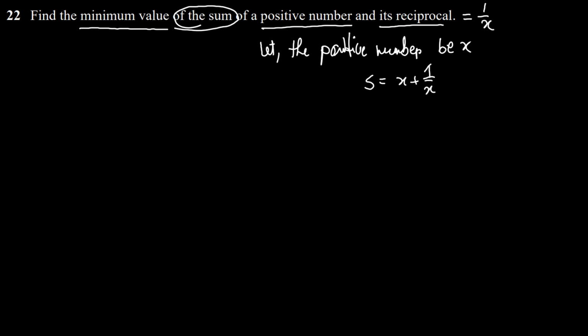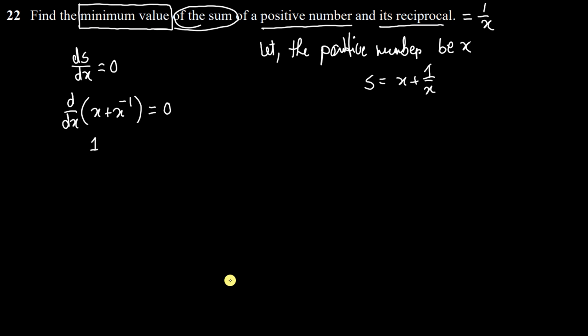For finding the minimum sum, we know we need to apply differentiation. So let me apply differentiation: ds by dx equals 0. Replace s by x plus x to the power minus 1, because 1 by x can be written as x to the power minus 1, then set it to 0. If we differentiate this, we get 1 minus x to the power minus 2, which is 0. So 1 equals 1 by x squared, then x squared equals 1. So the value of x we get from here is plus or minus 1.